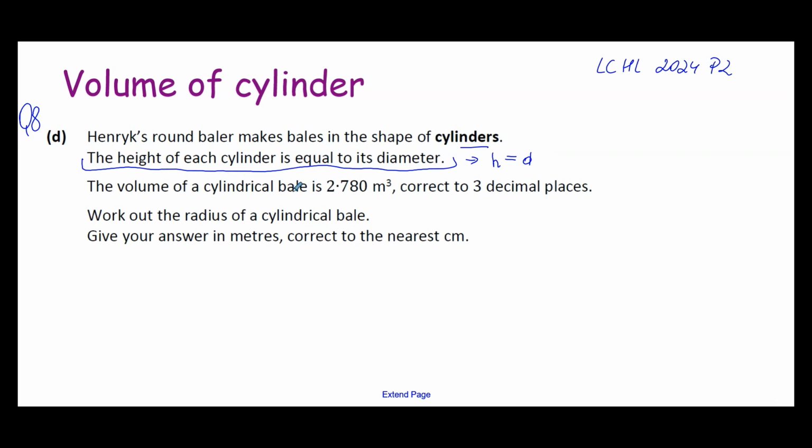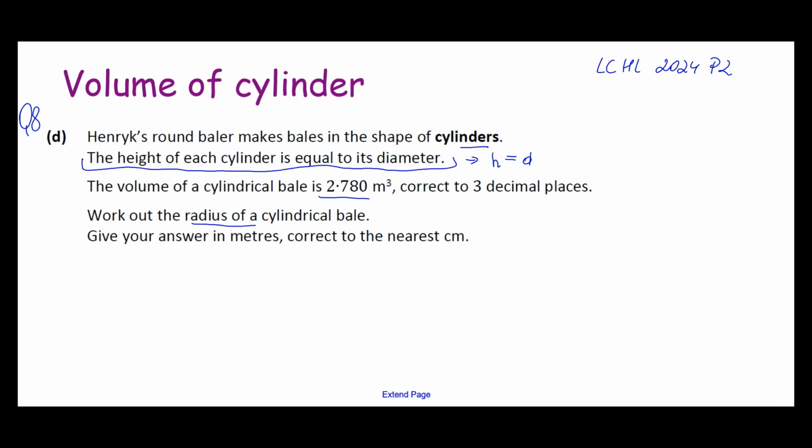The volume of the cylinder bale is given as a number correct to 3 decimal places, and therefore what do we need to do? We need to work out the radius of the cylindrical bale. Give your answer in meters correct to the nearest centimeter. Again, we are given one numerical piece of information, which is the volume of the cylinder.